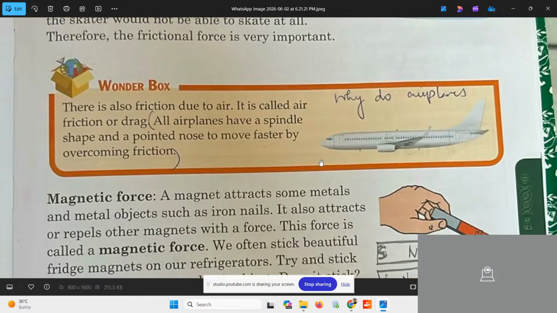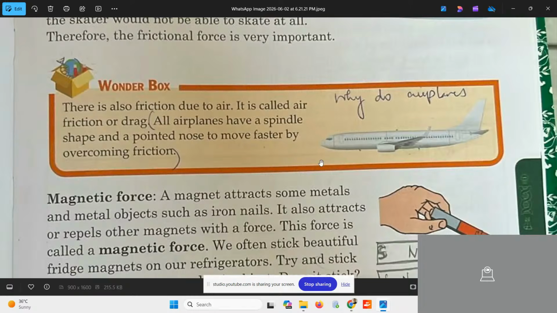All airplanes have a spindle shape and a pointed nose to move faster by overcoming friction. So, what kind of question will he ask? Why do airplanes have a pointed nose? The answer is to reduce the friction.